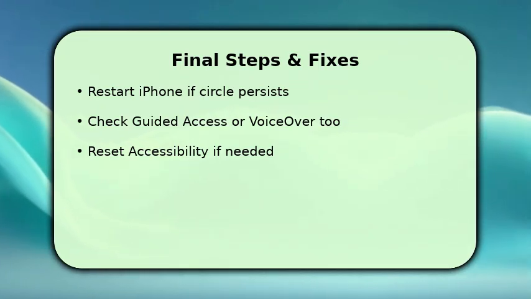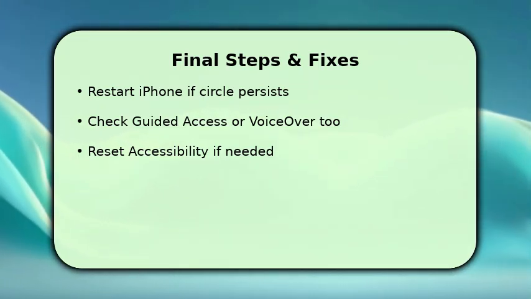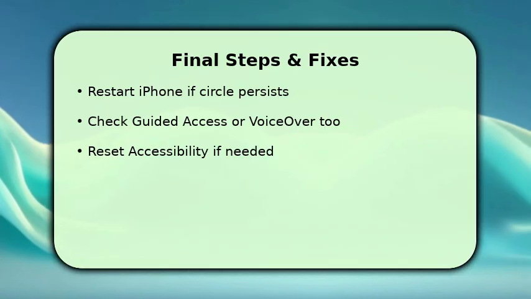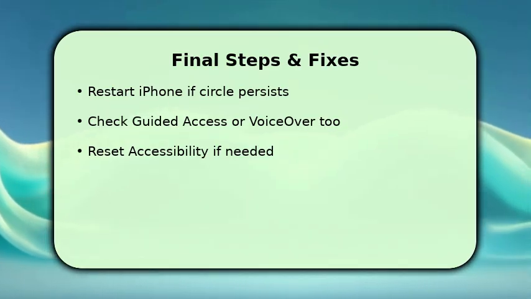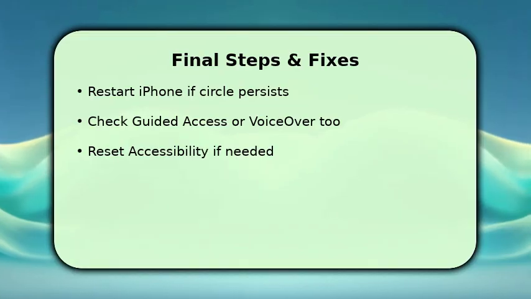Troubleshooting tip: if the circle returns, re-enable Assistive Touch, then disable it again, and verify accessibility shortcut assignments so you don't toggle it accidentally.